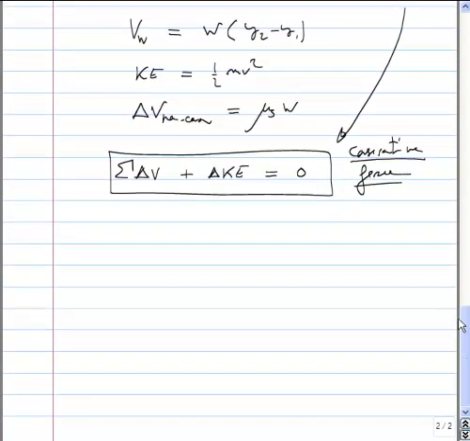So if you are not sure if you have to deal with non-conservative forces, just add up all the potential energy differences, add to it the kinetic energy difference, and if it's equal to 0, you know that all your forces are conservative. If you end up with a non-zero value, then it must be minus delta V of those non-conservative forces. So if it's not equal to 0, you know you have to deal with non-conservative forces.